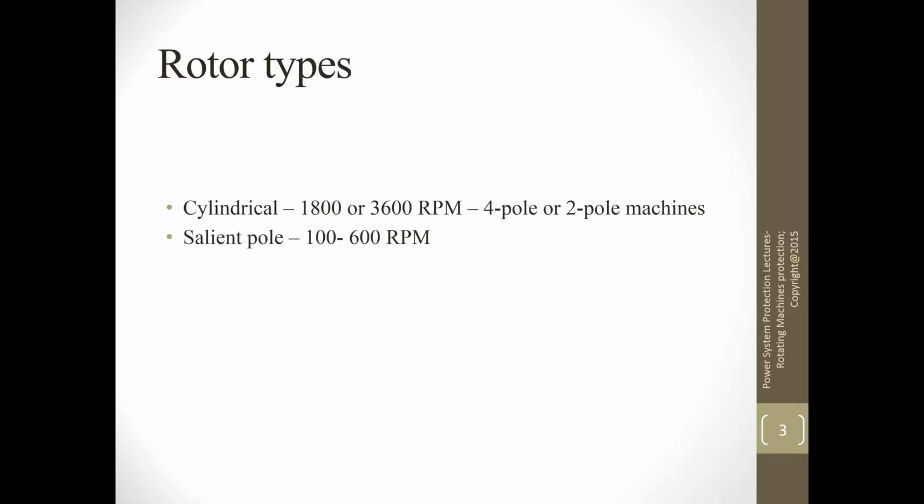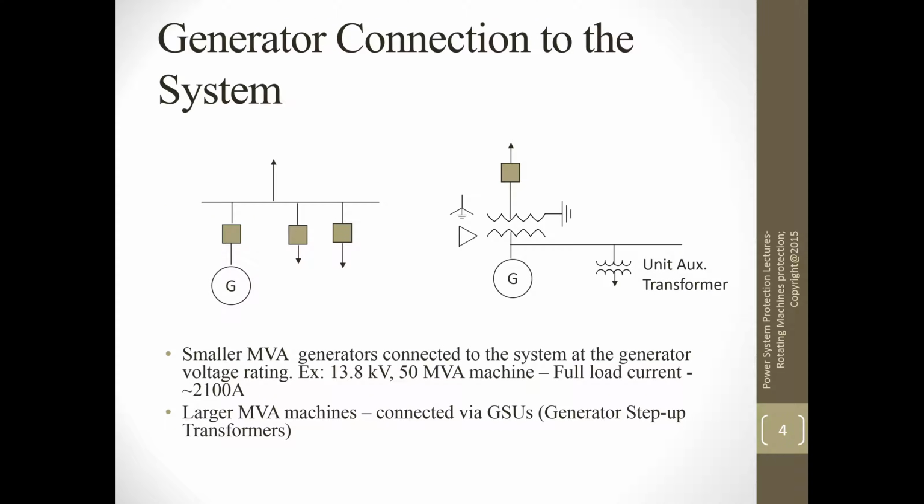Steam generators are run at very high speeds. Therefore, these are cylindrical rotors. They don't have any projections or poles as in the salient machines, and they run at 1800 to 3600 RPM. If the steam heat content is high, they run with lower poles at higher RPM, that is 3600 RPM. Salient pole machines run from 100 to 600 RPM.